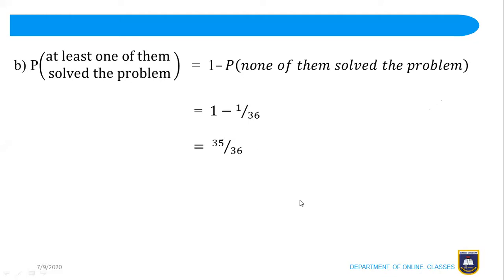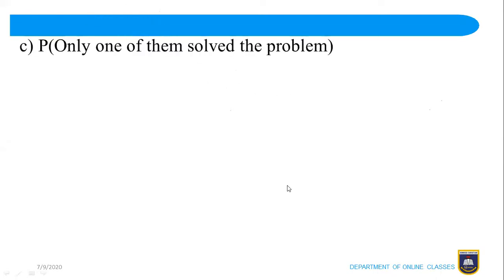The last one, which is the third question there, we are to find the probability that only one of them solved the problem. So if only one of them is solving the problem, what it means is the other two will not solve. Who will not solve the problem? And which of them will solve the problem? We don't know. So we need to write expressions connecting the possibilities of one of them solving, and at the same time, the others will not solve the problem.